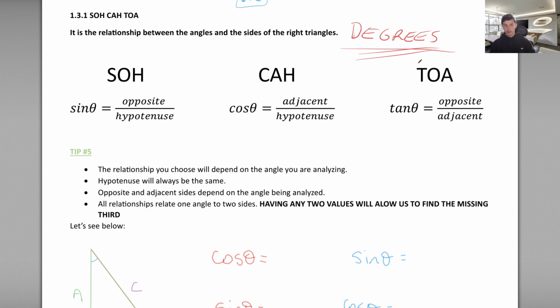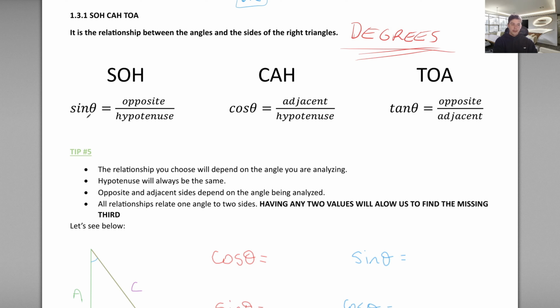Okay, not radians. So if you know Soh Cah Toa, you're gonna be fine. Promise you. If you know Soh Cah Toa, at every single question, write it down, so it's gonna be easier for you to remember the relationships.